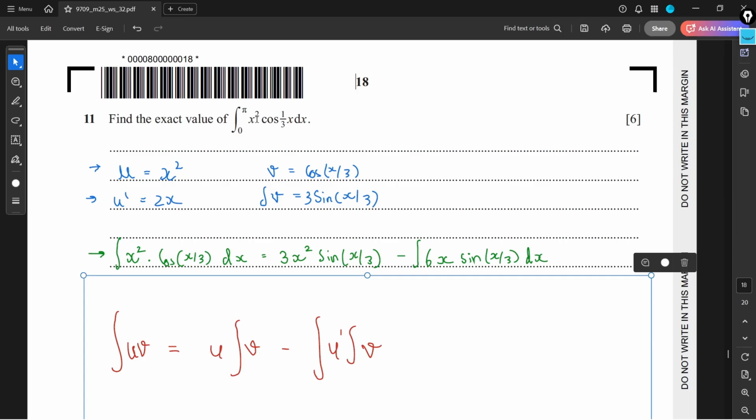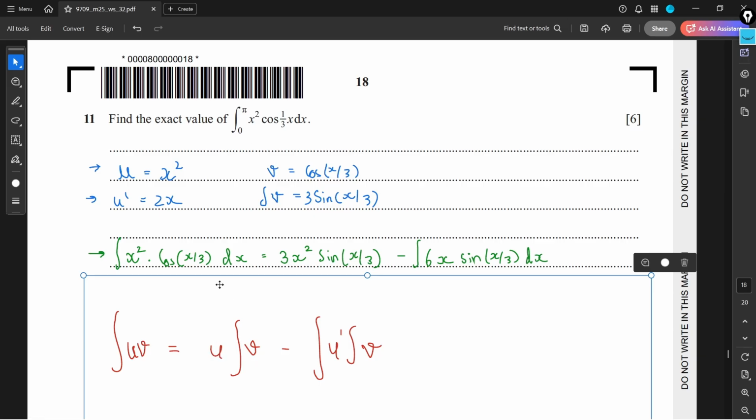It means that the algebraic term is u and the trigonometric term is v. And then according to the formula, I need the expressions for the integral of v and also the derivative of u. And therefore, I've also taken the derivative of u over here and the integral of v.